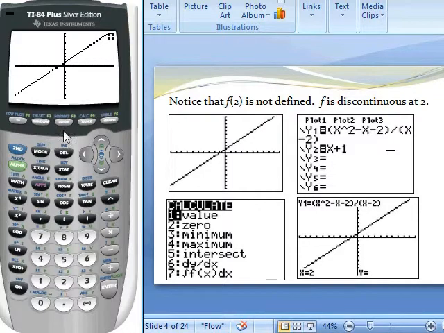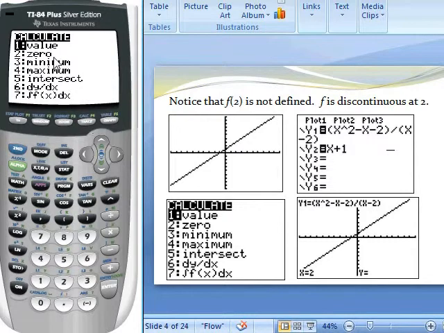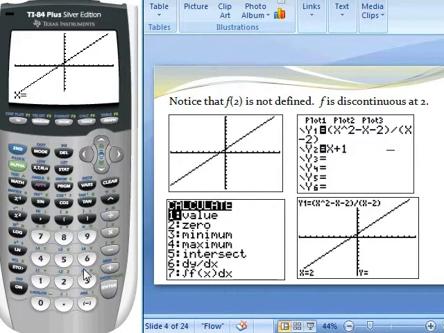When I push second calculate, it's going to bring up a drop-down menu, and there is this value function. Push enter to get that. Let's look at the value at 2. Here we go. And push enter. Guess what it does? It leaves it blank. That means there is no value at 2, and it's not defined at 2. Remember, one part of the equation does not work. Therefore, it's not continuous. So one way to recognize this is just to see this blank in here.